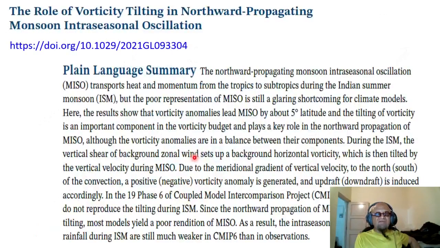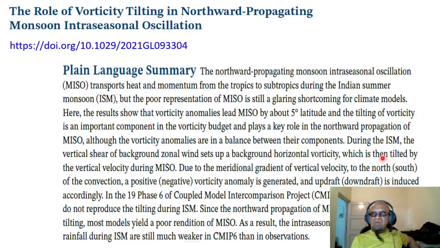But the northward propagation itself was explained by Bao-Sheng Li in several papers by now. This is the latest one that I'm going to use: the role of vorticity tilting in northward propagating monsoon intraseasonal oscillations. Actually this is a little bit older, 2021, so we'll come back to the 2025 paper in a minute. What is the plain language summary here? The northward propagating monsoon intraseasonal oscillation transports heat and momentum from the tropics to subtropics during the Indian summer monsoon, but a poor representation of MISO is still a glaring shortcoming for climate models. Here the results show that vorticity anomalies lead MISO by about 5 degrees latitude, and the tilting of vorticity is important. Tilting of vorticity is an important component in the vorticity budget and plays a key role in the northward propagation of MISO, although the vorticity anomalies are in a balance between their components.